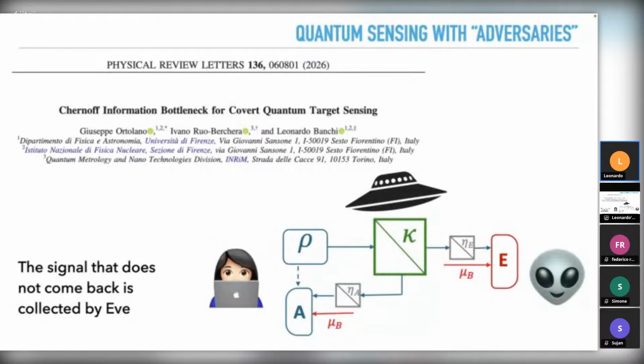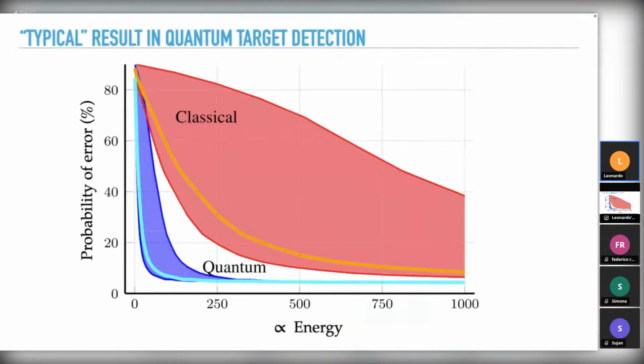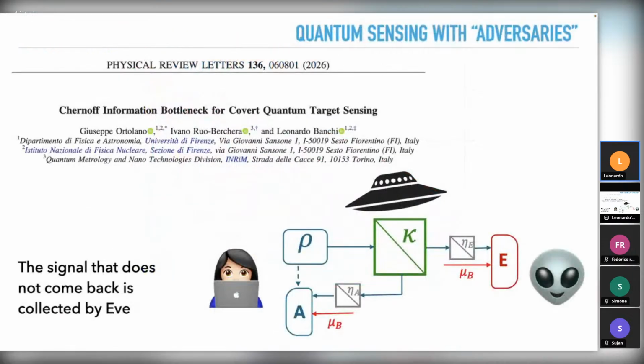So clearly the photons that go back to the alien also pass through some channel, and they also have some background noise, and for simplicity, we assume that the background noise is the same. So why is this setting with the alien interesting? Because if you look at the typical result in quantum target detection, which means this part over here without the alien, everything which is not sent back to Alice is lost in the environment, so you don't care.